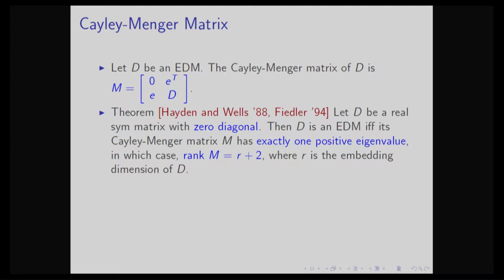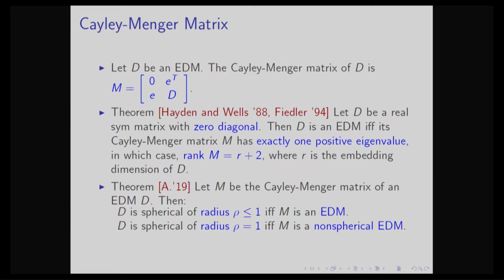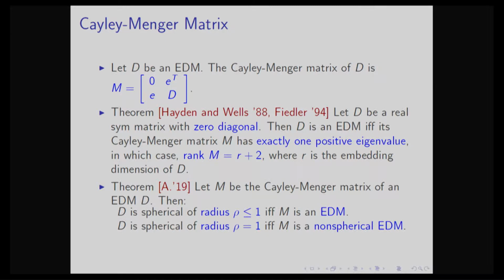Now, recently, I got these two results to push this further. Here, D is spherical of radius rho less than or equal to 1 if and only if M is an EDM. Notice that before, it only had one positive eigenvalue. Here you want M to be an EDM. So if M is an EDM, then D is spherical of radius less than or equal to 1. And a special case, D is spherical of radius 1 if and only if M is a non-spherical EDM. So notice that as you go down, you put more conditions on M.